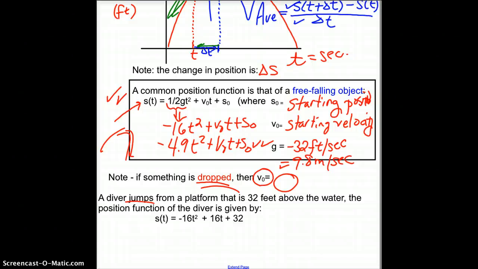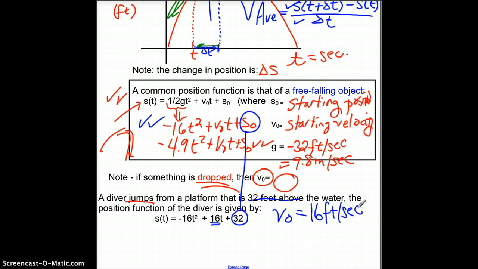So this is the model we're going to work with on Monday, and I'll just start it off and then we'll pick it up from here on Monday. We've got a diver jumping from a platform, and I have a picture of it on the next page in your notes. The platform is 32 feet above the water. In terms of all this, this would be my starting position. So this is why we're ending in the 32, because that's the beginning height. All right? And the position function of the diver is given by negative 16t squared, which means I'm dealing in feet per second, and plus 16t. What does this tell me right here? That tells me that my initial velocity is 16 feet per second. That's kind of right off the diving board.